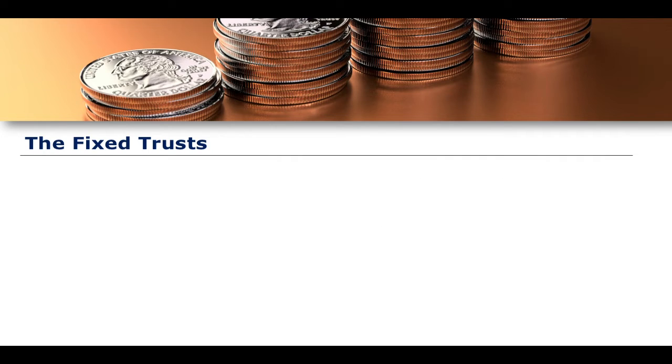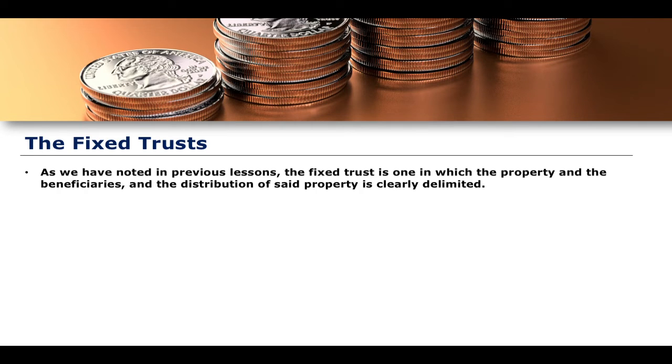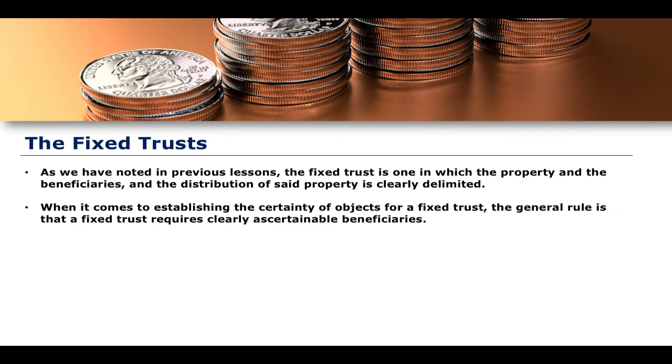So, to begin with, let's think about what the fixed trust is, because we have talked about this earlier on in very early lessons on the law of trusts, talking about the different types of trust that exist. But essentially, a fixed trust is one in which the property and the beneficiaries and the distribution of said property is clearly defined. Okay, so when it comes to establishing the certainty of objects, specifically for a fixed trust, the general rule is that a fixed trust requires clearly ascertainable beneficiaries.